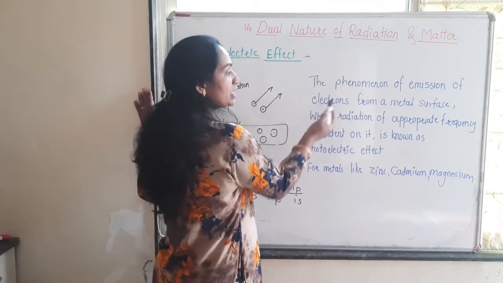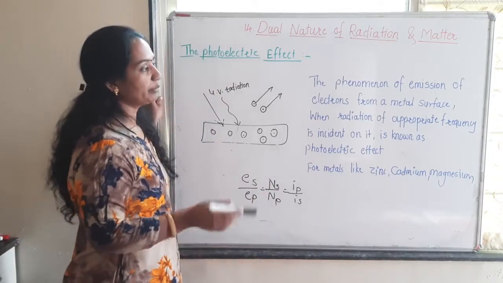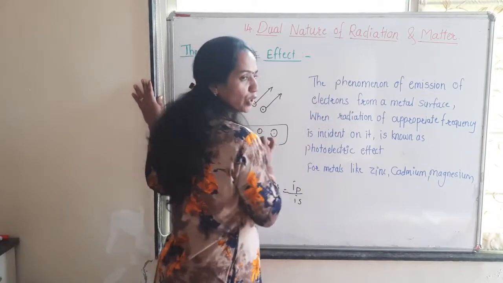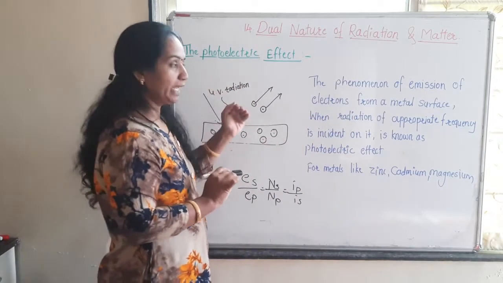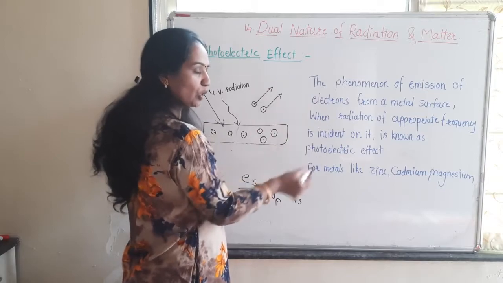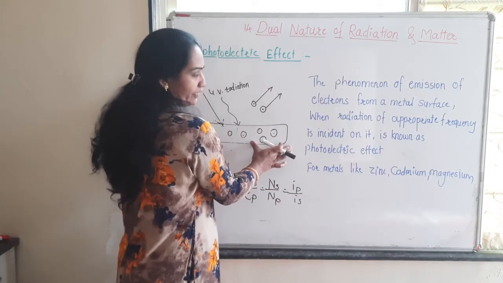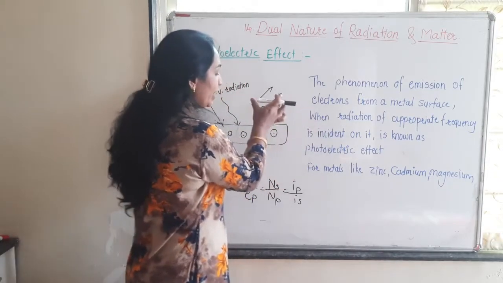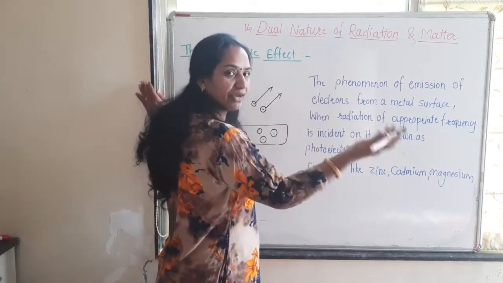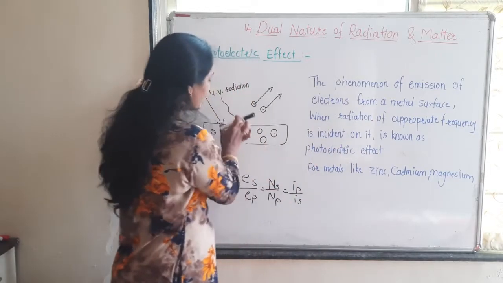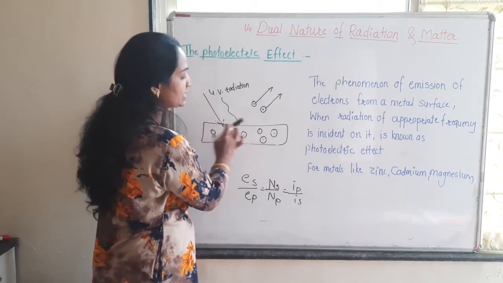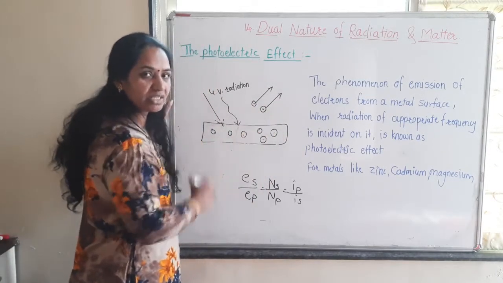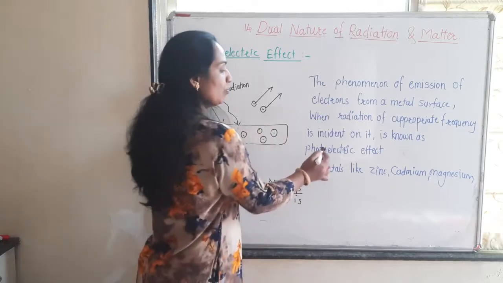What is the meaning of the photoelectric effect? Definition of the photoelectric effect: the phenomenon of emission of electrons from a metal surface when radiation of appropriate frequency is incident on it is called the photoelectric effect.